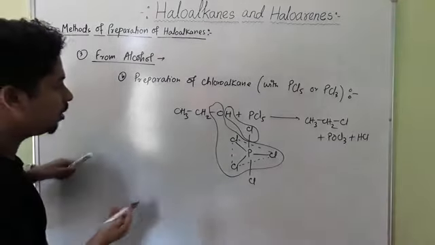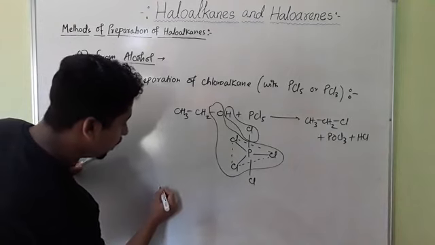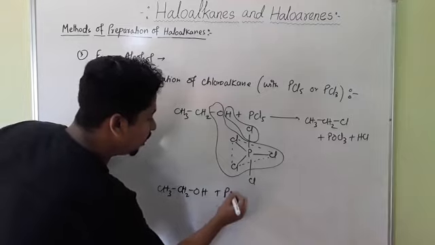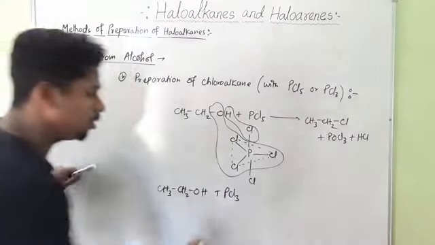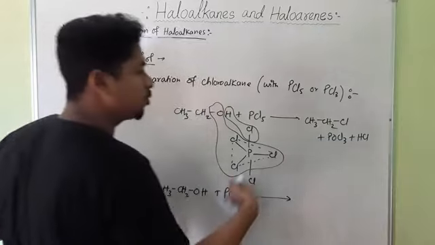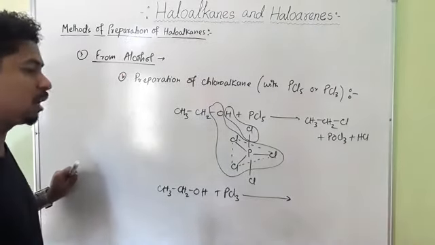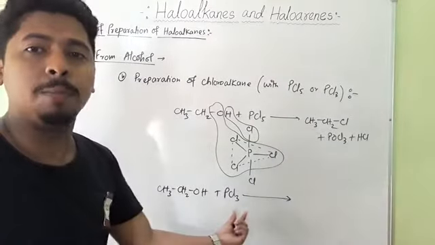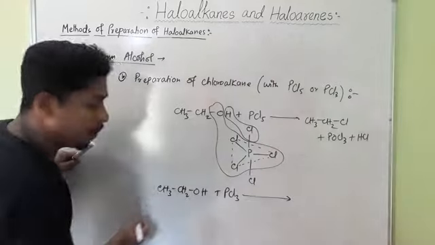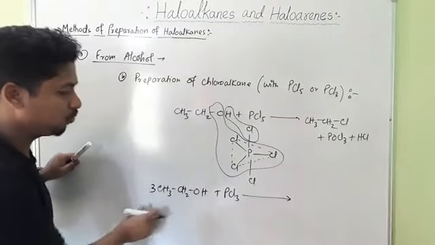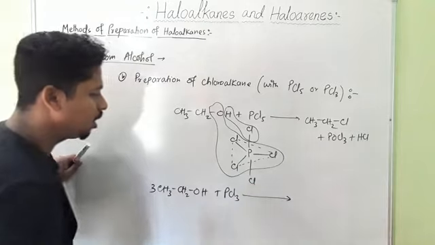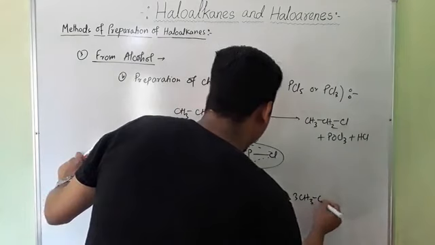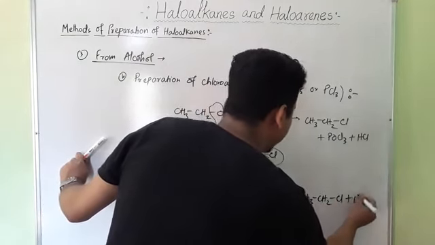PCl3. Suppose CH3-CH2-OH plus PCl3, phosphorus trichloride. Upon treatment with this alcohol, it will produce the corresponding haloalkane or chloroalkane. Remember, when this alcohol is treated with PCl3, the alcohol should be in maximum amount. A large amount of alcohol treated with PCl3 will produce the corresponding chloroalkane. So we will get 3 molecules of CH3-CH2-Cl plus H3PO3.